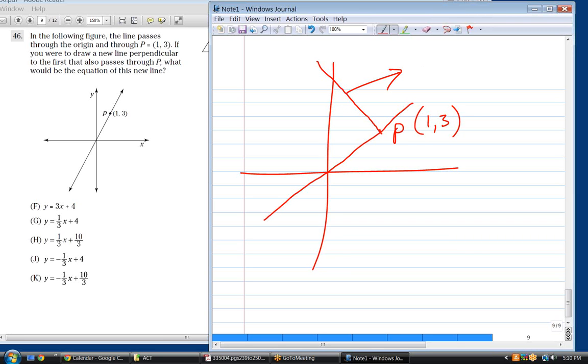Oh, okay. Since it passes the origin, it passes (0, 0). So it passes (0, 0) and (1, 3), so the slope would be up 3 over 1, so it'd be 3. Okay. So the slope of this line is 3? Yeah. Okay.